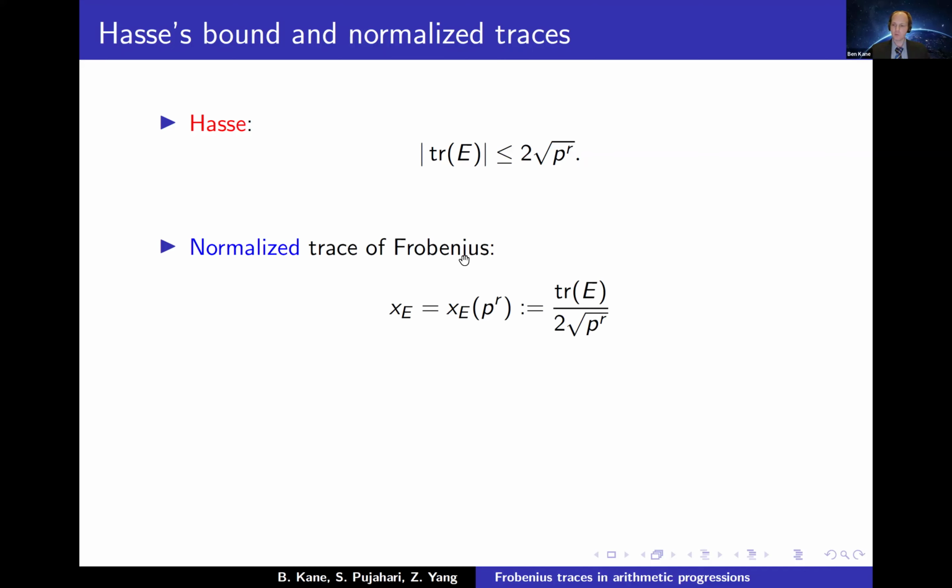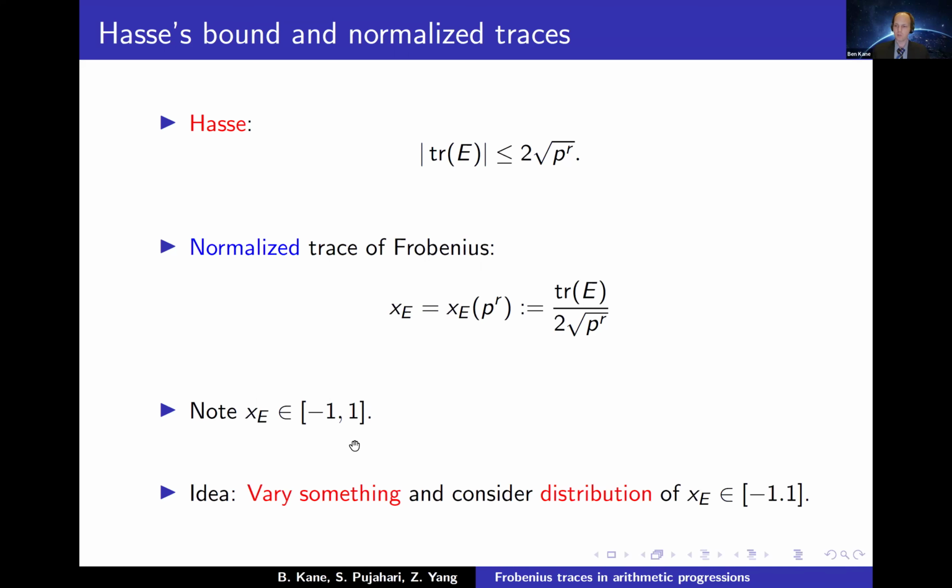So if we normalize, if we take this trace and divide by this bound by Hasse, then we get a number between -1 and 1, because the absolute value is bounded by this number. So when we divide by it, we normalize, we get some number between -1 and 1. And the interesting thing about this is that this number is always between -1 and 1, independent of p. So as we vary p, we can ask the question, what values do we get? And so we can consider the distribution of this as you vary something. This is kind of the idea.